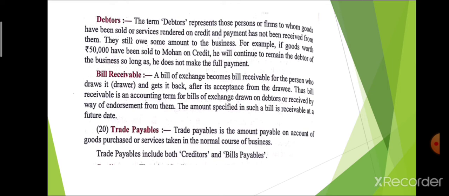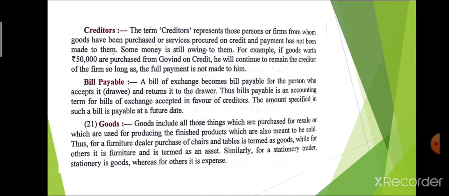Trade payable. Trade payable is the amount payable on account of goods purchased or services taken in the normal course of business. It means that if we purchase some goods and services from outsiders or from any person, that amount is called trade payable because we have to pay some amount for the goods. Trade payable includes creditors and bills payable. First of all, creditors. If we purchase goods from a person on credit basis, not cash basis, that person is considered as a creditor.